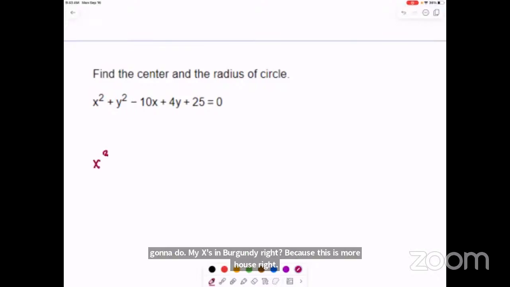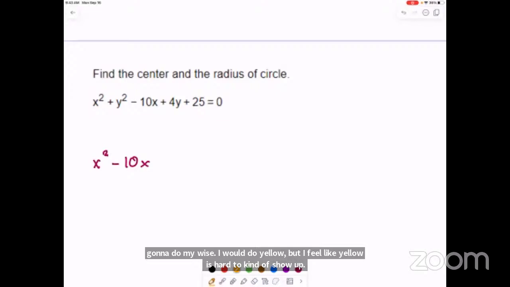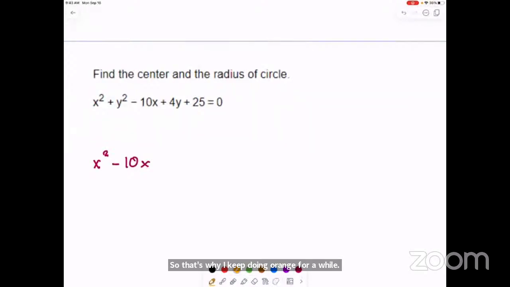So x squared minus 10x. Oh, we've got homecoming coming up, I just realized. I'm going to leave some space. Now I'm going to do my y's. I would do yellow, but I feel like yellow is hard to see, so that's why I keep doing orange for y. So our y's: plus y squared plus 4y. Now that 25, I'm going to move to the right-hand side. So I'm going to subtract 25 from both sides and say equals negative 25.